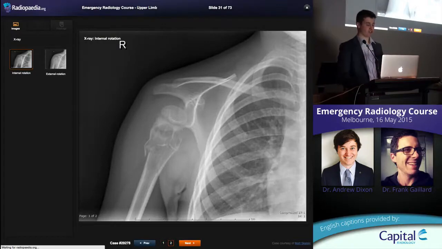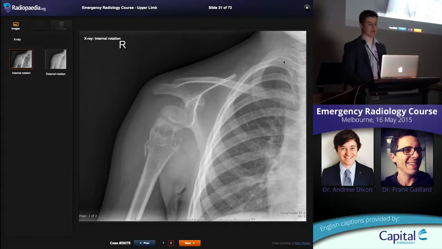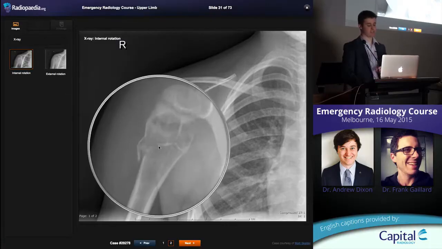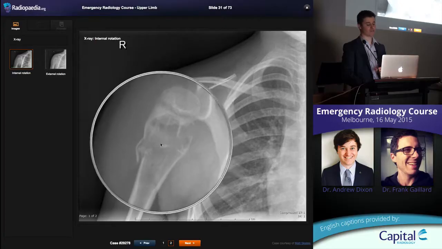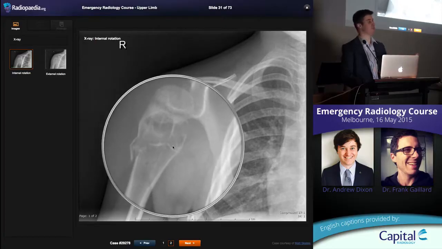The last bit we'll do on the shoulder, in kids, you can get this lesion of the proximal humerus called a simple bone cyst or a unicameral bone cyst, and they can present with a pathological fracture. And you get the bone falling down. It's called the fallen fragment sign. The bone falls down into the centre of the cyst.